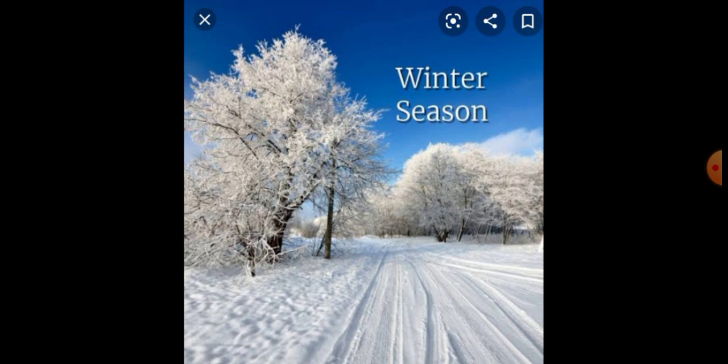Then during this season, the sun rises late. Mostly during this season, the sunlight rises late.